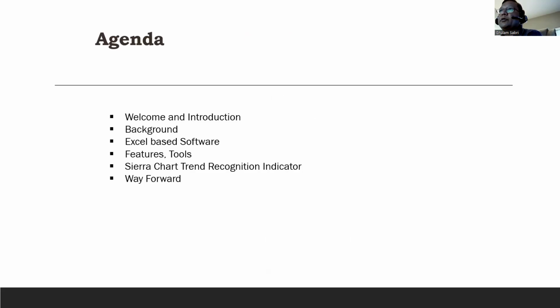We are here in the welcome and introduction. I'm now giving you background. We will go straight to our Excel software and the features and tools. And then I have developed another trend recognition indicator in another software, which will eventually be linked with this one. It's known as Sierra Chart. And the way forward.